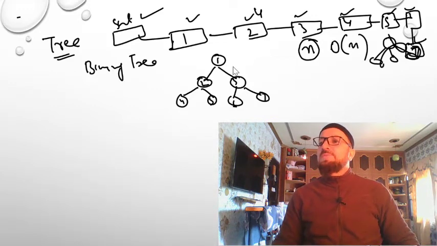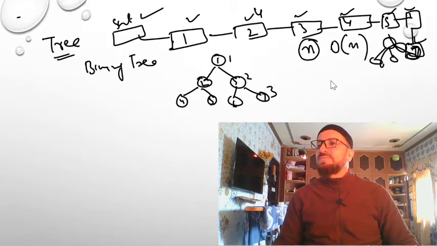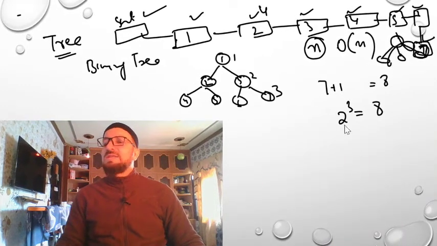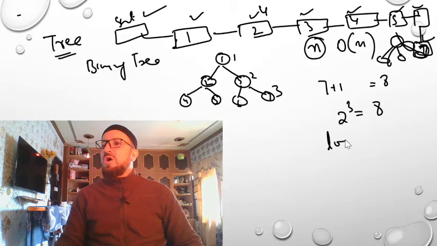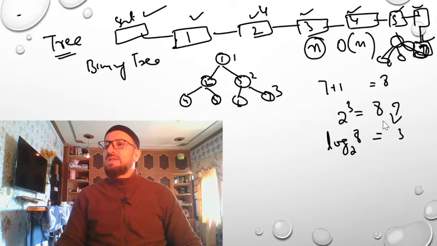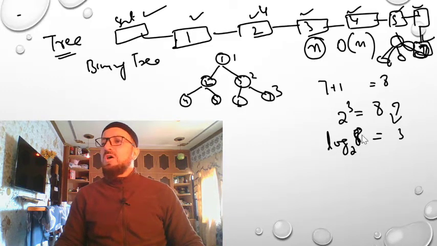If you see here, we got just 1, 2, and 3 at the three levels. If we have 1, 2, 3, 4, 5, 6, 7 nodes, so 7 plus 1 is equal to 8, and we know 2 to the power 3 is 8, or in other terms we can write log base 2 of 8 is equal to 3. We can write it this way in mathematical, in logarithmic terms. That means if you have 8 nodes, if you take the log of that, you will get 3. So that's why if I have 8 nodes, the height of this tree is just 3.